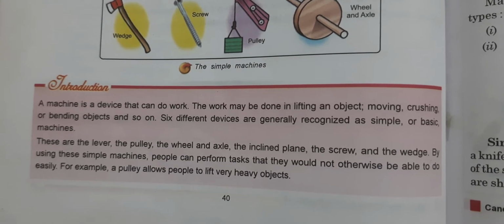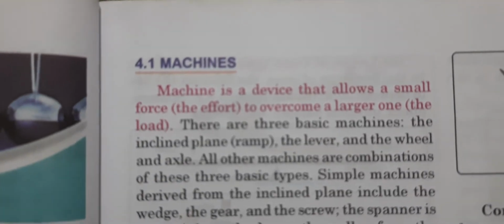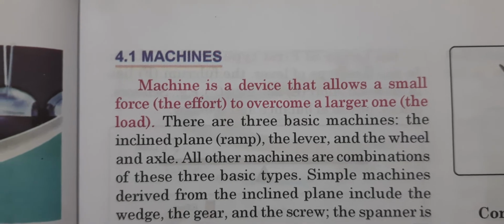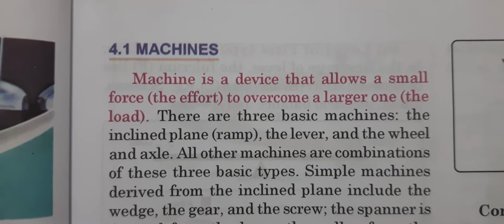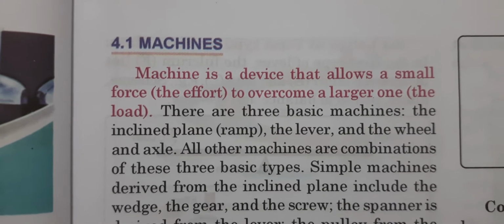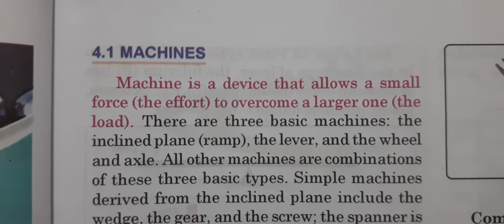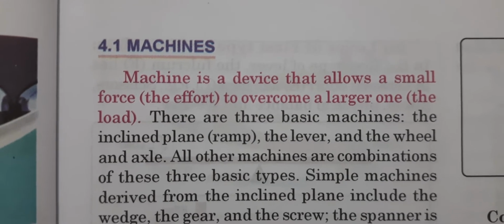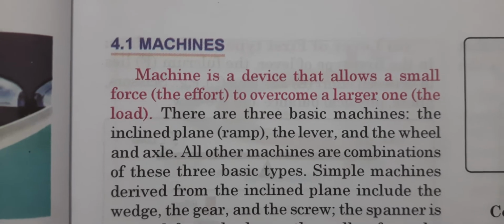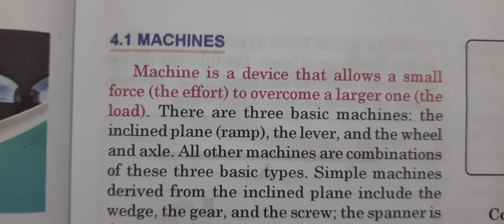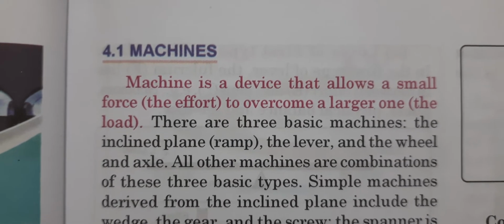All right. So the definition of machine is given in your book. Machine is a device that allows a small force to overcome a larger one. Now the small force is given by you, so it is known as effort, and the larger one that you're overcoming is the load. Like suppose you're made to pick up plastics, and if you're using the stick, that stick is your machine, so you are giving a small force on the stick only.